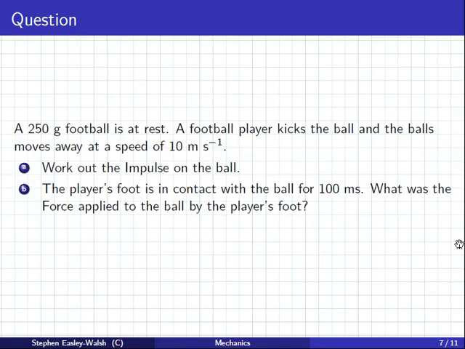Now, a 250-gram football's at rest. A football player kicks the ball and the ball moves away with a speed of 10. Work out the impulse, and then the player's foot is in contact with the ball for 100 milliseconds. What was the force applied to the ball? Okay, so here's another short one for you to try. Then I think we have something harder to go on to after that. Yeah, so give me this answer, please.